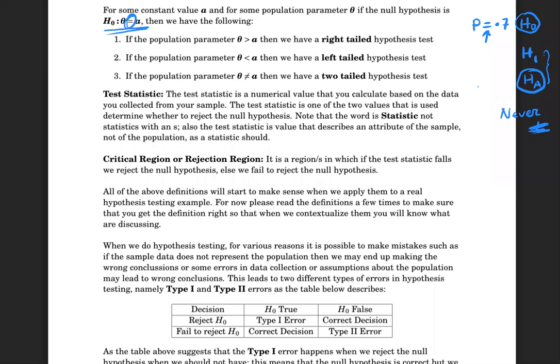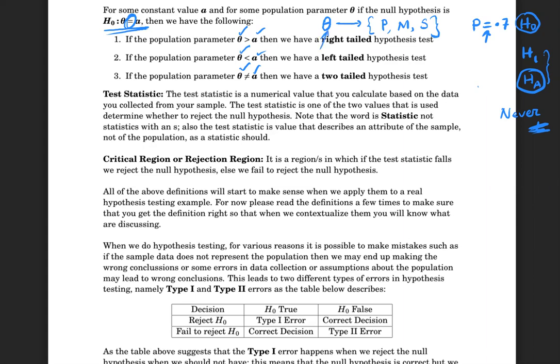So what could you test? Some population parameter theta is greater than some value A, some population parameter theta is less than some value A, or some population parameter theta is not equal to A. When I say theta, theta is the population parameter. In our case, this theta would be coming from this P, M, or S. Theta would be one of these three. Some population parameter. So this is the generic name.